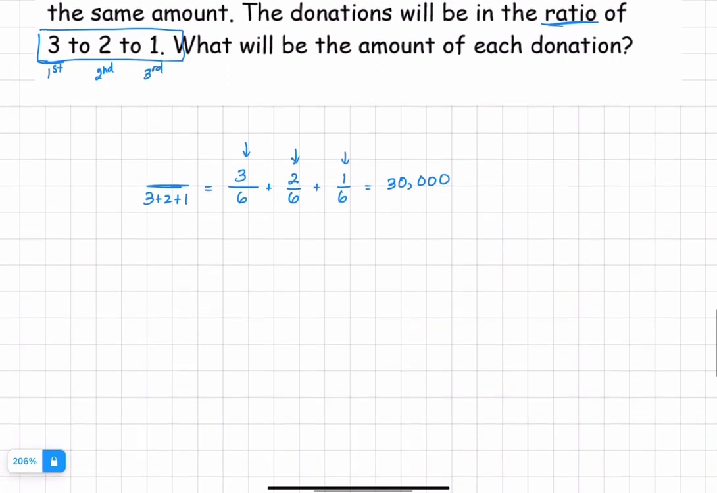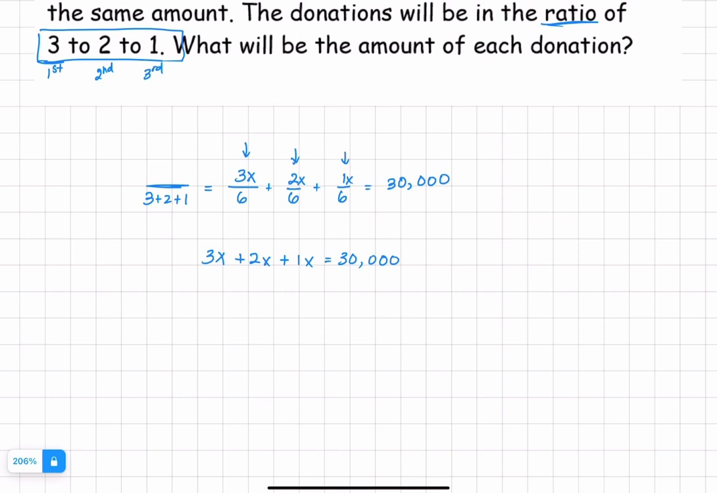So we can put this in an equation such as 3x plus 2x plus 1x. How did I get this? We know that 3 plus 2 plus 1 is 6, so 6x equals 30,000. Let's just write that here. And we're trying to find out what x equals. So 3 times what number, 2 times what number, divided by 6 would give us 30,000. So we're trying to find out what all these values would be to give 30,000.